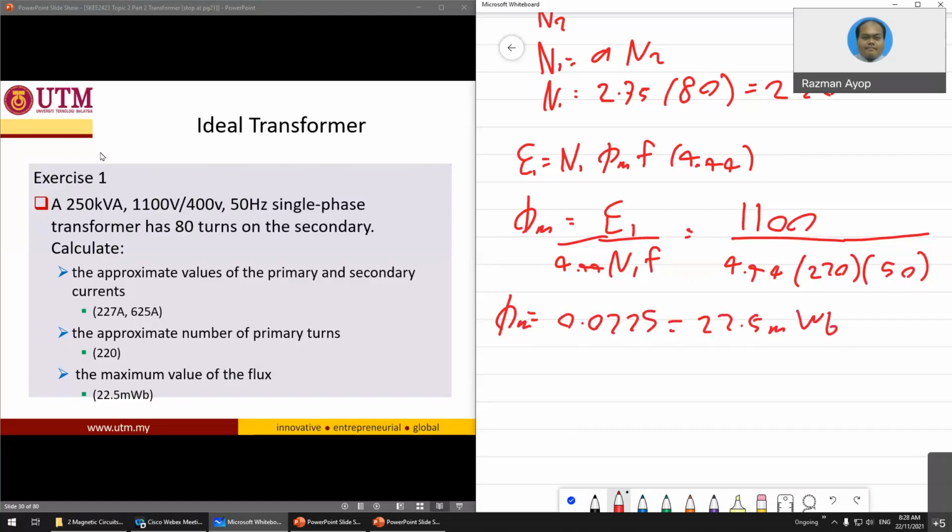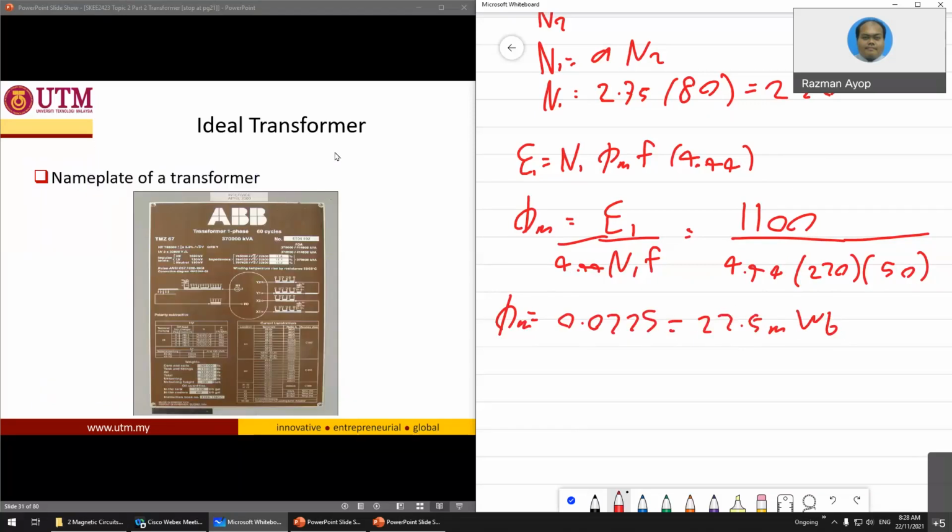That is how you solve the ideal transformer problem. This one should be in the theoretical part. If you look at the transformer, it has a nameplate. It shows a tap changer, the voltage ratio, and the power rating. You can see here 370,000 kVA, so this is a very large transformer. This is 60 hertz, so you have to use a different transformer if you use a different frequency.